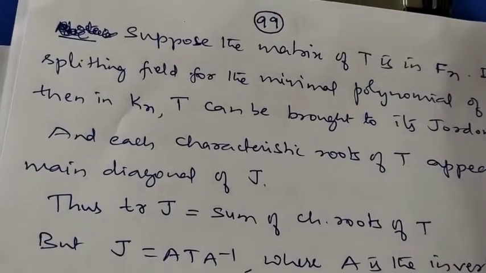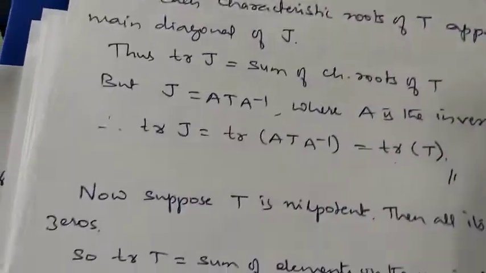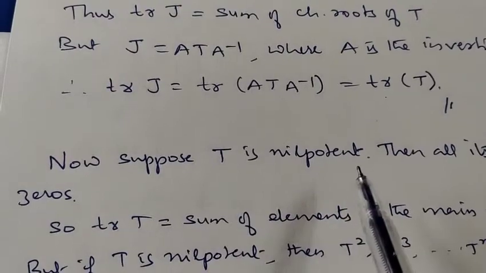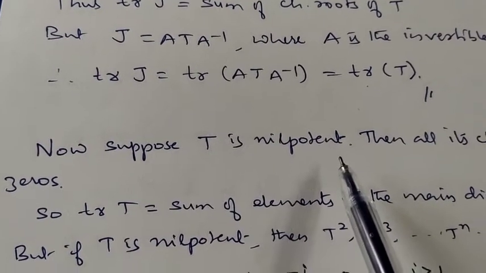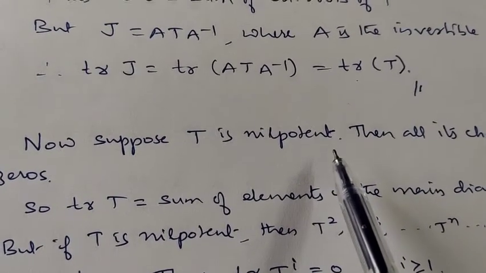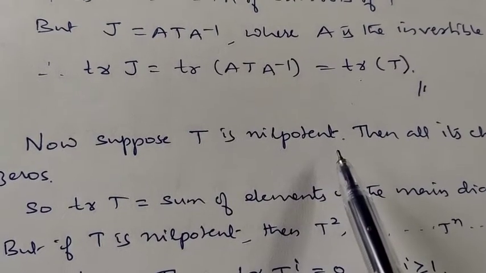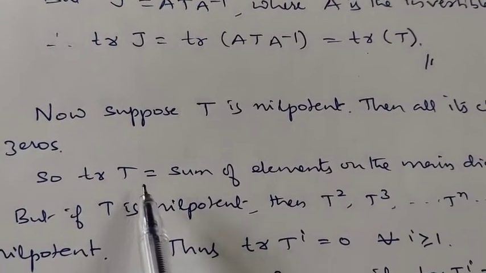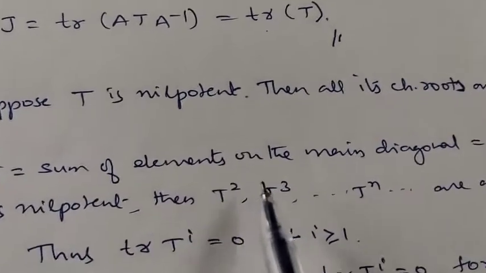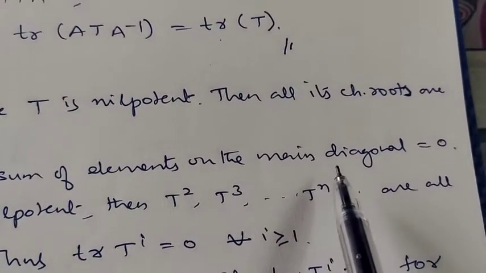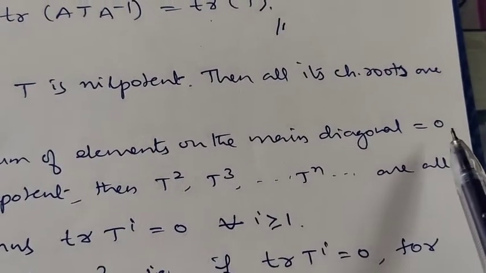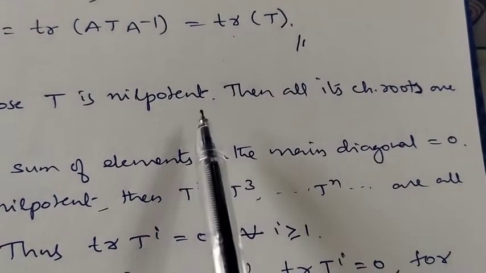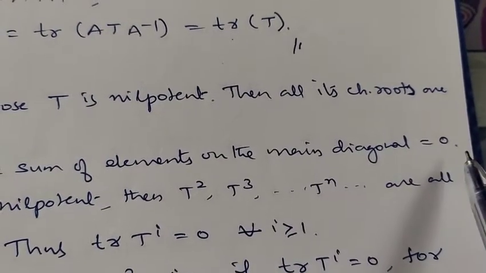Now let's come to this. Suppose T is a nilpotent linear transformation. A nilpotent linear transformation has all its eigenvalues equal to zero, and they all lie in the field. Therefore the trace of the nilpotent linear transformation, the sum of elements on the main diagonal, which are the eigenvalues, is zero. So if T is nilpotent, then the trace of T is 0.